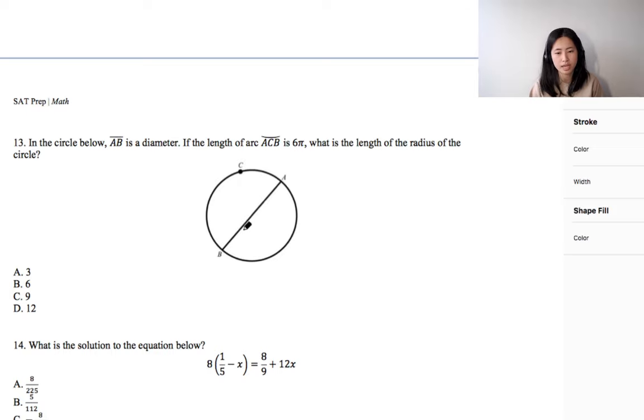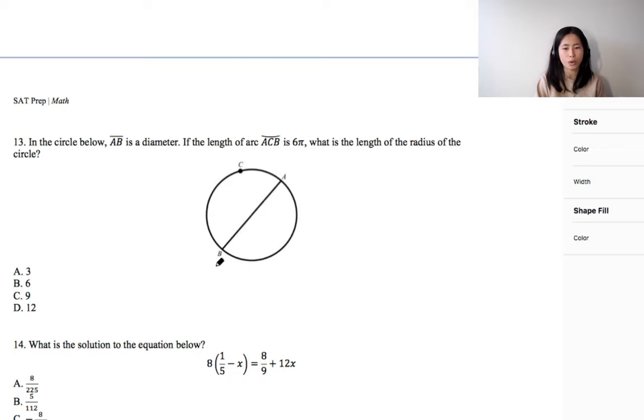By the way, AB is your diameter right here. Remember, half of a circle is its radius. Therefore, if you have a line segment AB from this point to this point, that's your diameter. And then they're saying that the length of arc ACB is 6 pi, so half of your circumference is 6 pi. That means it's from here to here.